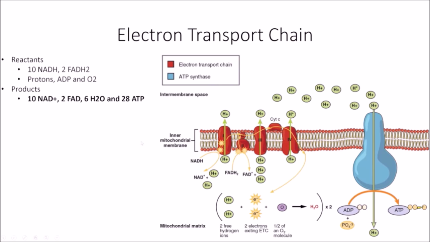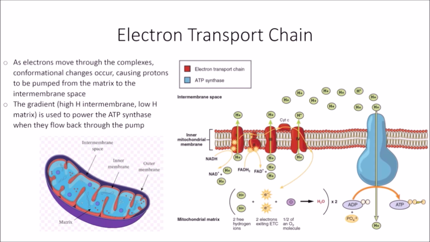We're going to go into even more specific details in a minute here, but just know that ultimately, after everything is said and done, there are 10 NAD plus molecules produced, which will go back to being used in glycolysis and the Krebs cycle, so that they can produce NADH and FADH2 for the electron transport chain, as well as some water molecules produced and 28 ATP molecules.